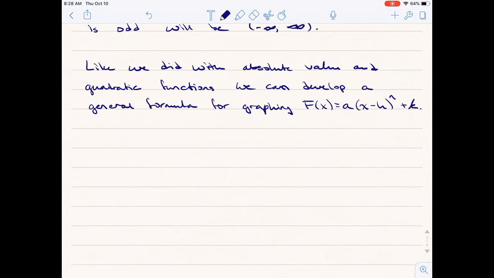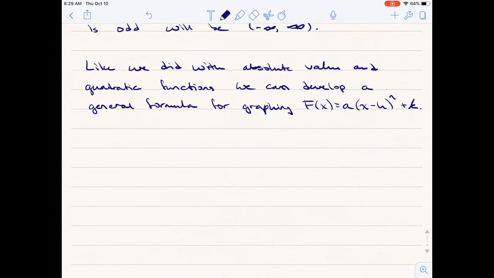And so this is what threw me off in school: whenever we have x minus h, what you'll notice is that if you have x minus 3, it actually shifts it to the right 3. It kind of does the opposite thing, but then it does what you expect with the plus k on the end. So if it's plus 3, you move it up 3. So it's a little bit weird.